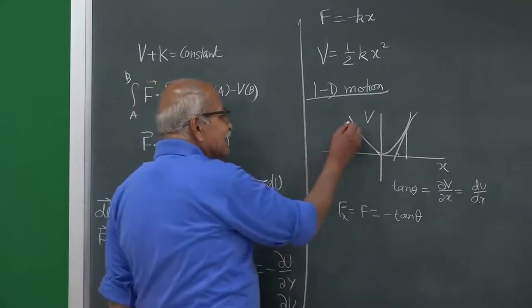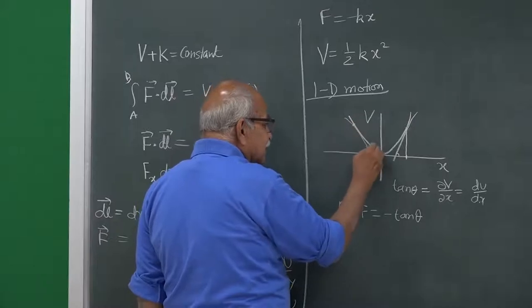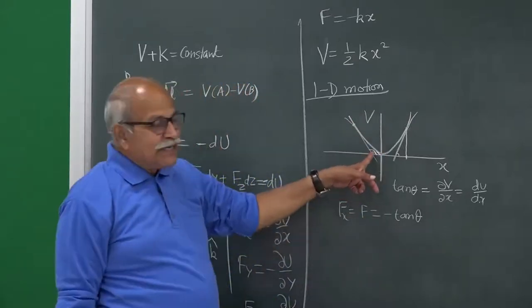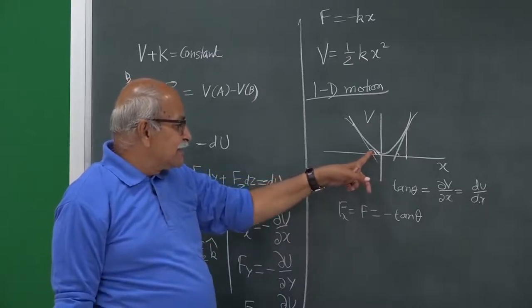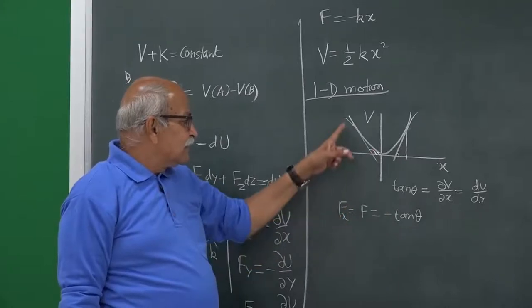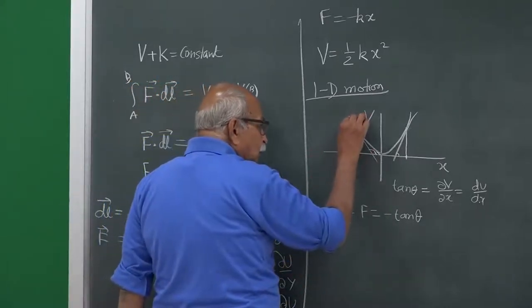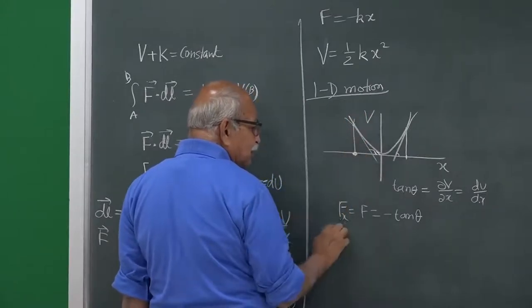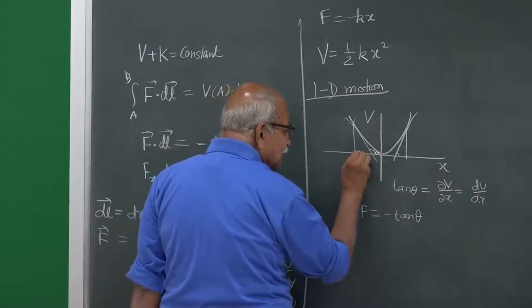Whereas if the particle is here and if you draw the tangent, then the tangent is like this, this angle is more than 90 degrees, an obtuse angle, and the value of tan theta will be negative, and here the value of x will be negative. So if the particle is somewhere here, then tan theta is negative, force is positive, so force is in this direction.